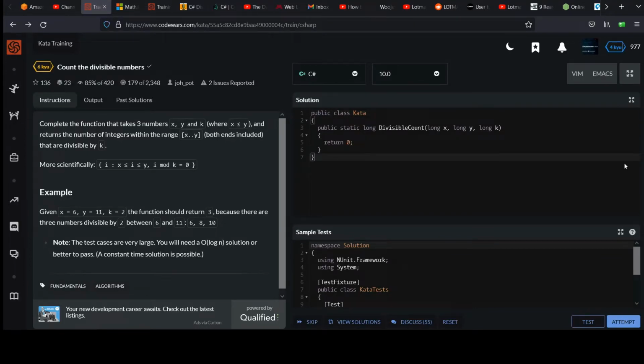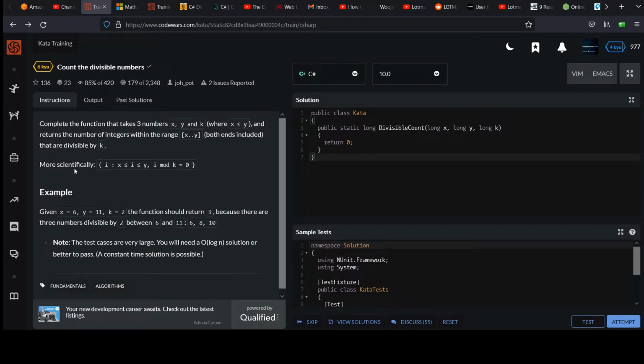This is called Count the Divisible Numbers. Complete the function that takes 3 numbers x, y, and k, where x is less than or equal to y, and returns the number of integers within the range x to y, and that's an inclusive range. Both x and y are included in the set, that are divisible by k.